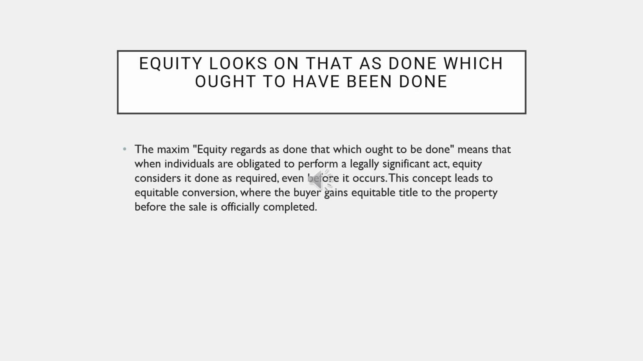Now let's come to equity looks on that as done, which ought to have been done. This maxim states that in cases where individuals are required by law or by agreement to perform any act of legal significance, equity will regard that act as having been done as it ought to have been done even before it actually happened. This principle results in the legal phenomenon of equitable conversion, under which the buyer obtains the equitable title to the property even before the sale has been legally effected.